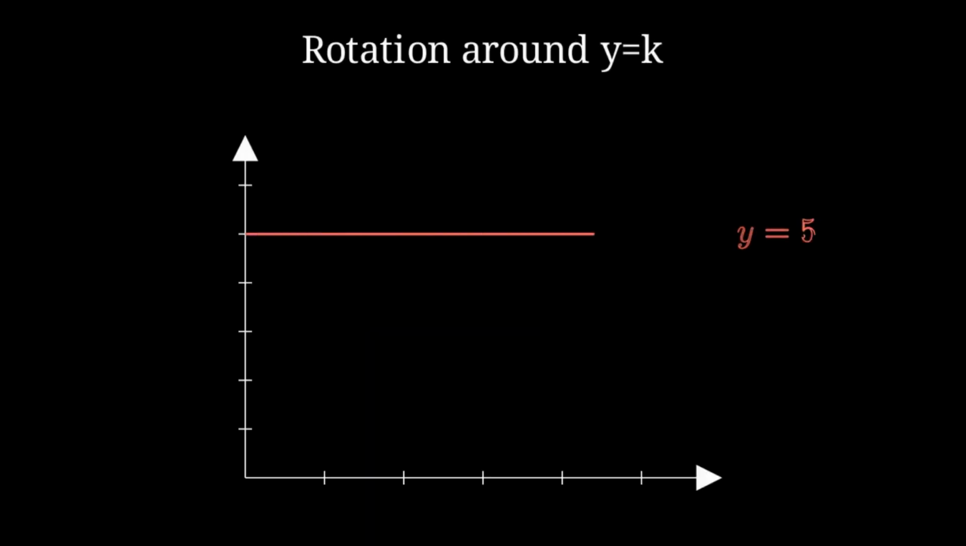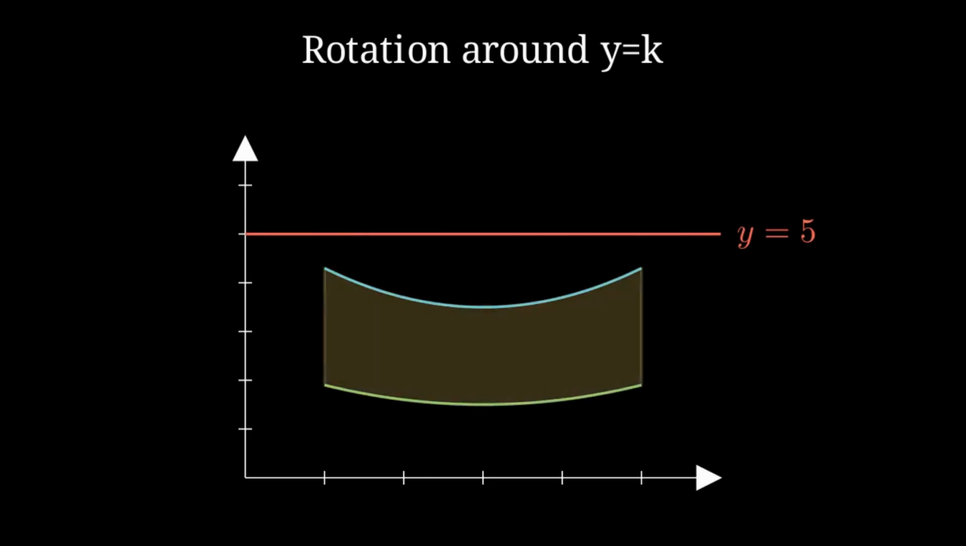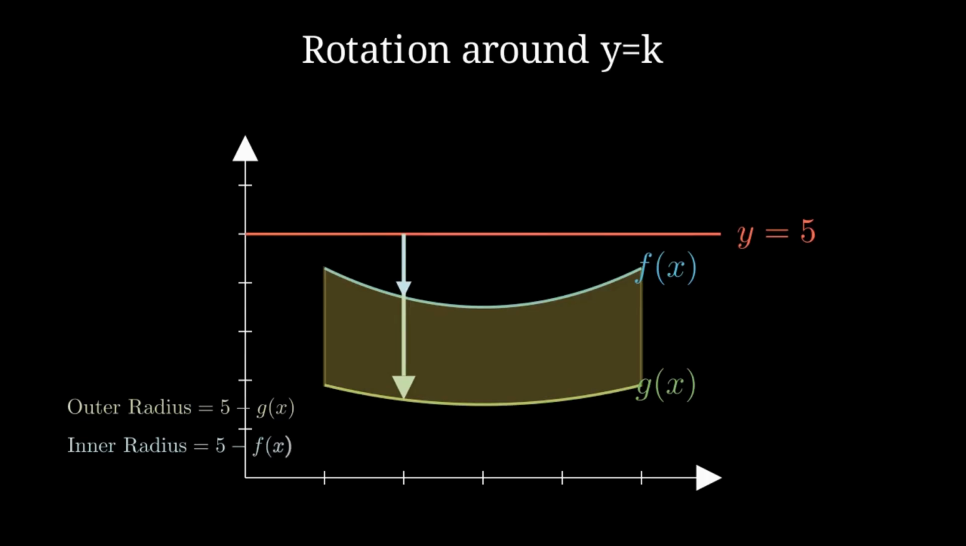Similarly, for the washer method around y equals 5, the radii are the distances from the line y equals 5 to the curves. If the curves are below the line, the radius is 5 minus the function value. The top minus bottom, right minus left logic from area problems applies here to find these distances.